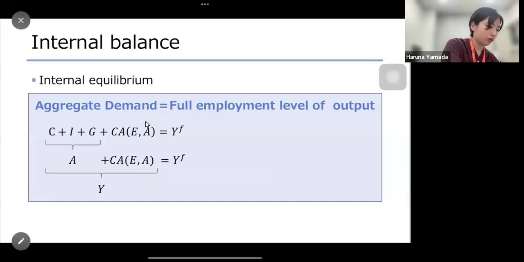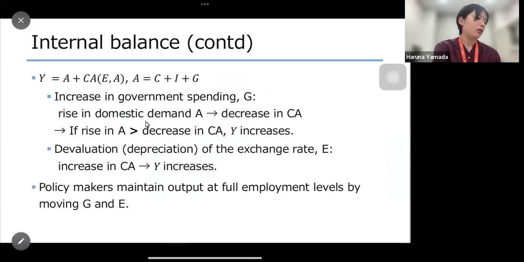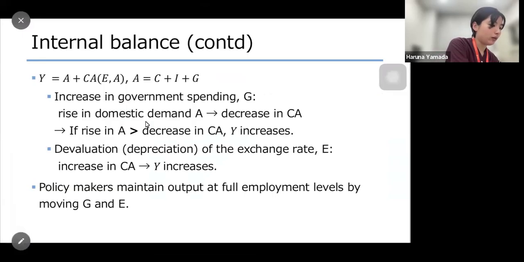So this is internal equilibrium. Okay, so then the internal balance condition is like this. So let's consider the case of an increase in the government spending, G.